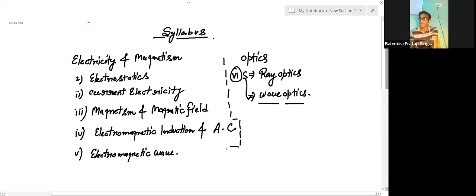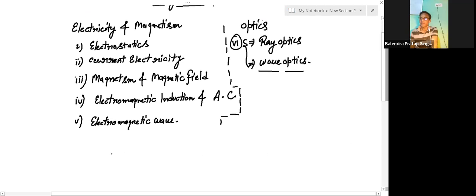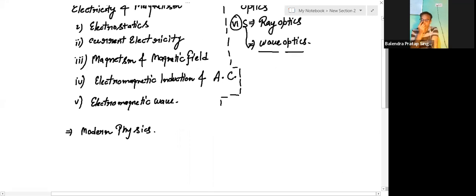The next part of your syllabus comes under modern physics. In modern physics, we will study the dual nature of light and particle.